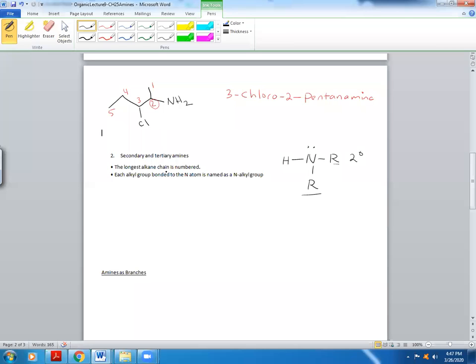It says the longest chain is numbered, as we discussed before, and then each alkyl group bonded to the N atom is named as N-alkyl group. So this is very important. All right, so let's actually look at an example here.